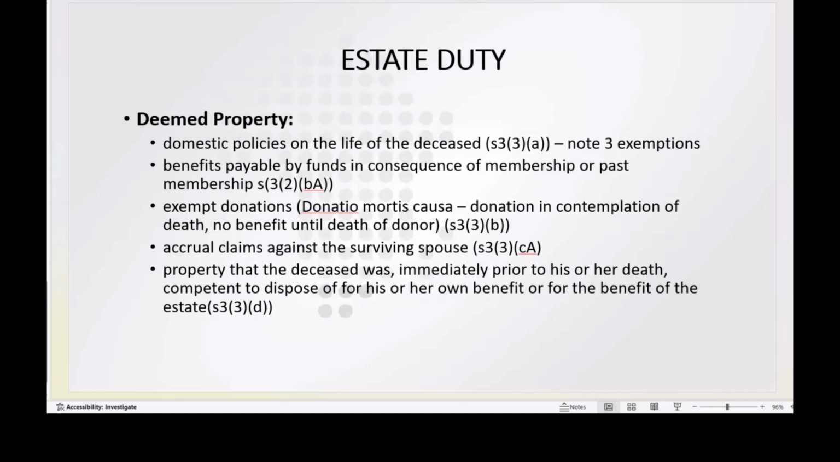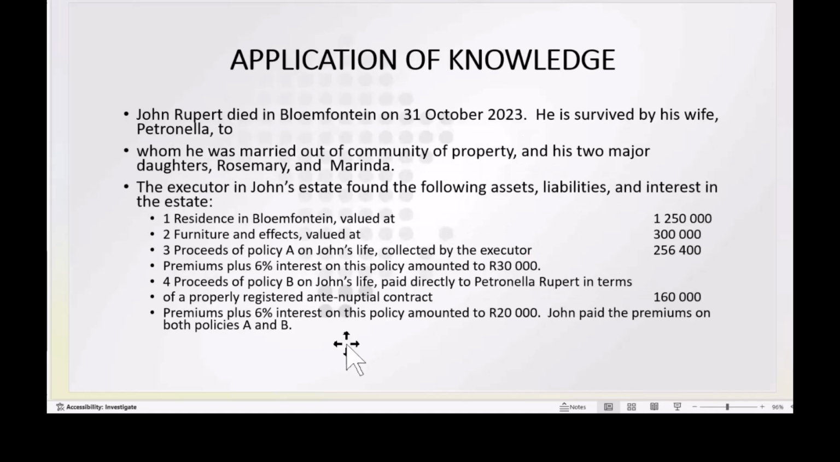Okay. So going back to our question. Here we go. So the proceeds of policy B on John's life paid directly to Petronella Rupert in terms of a properly registered anti-nuptial contract of 160,000 rand. How would we then treat this policy? Are we on number four now? Yes, we are on number four now. It is also deemed property.